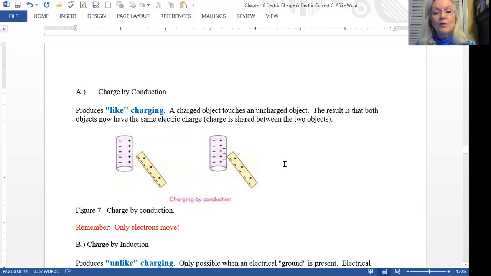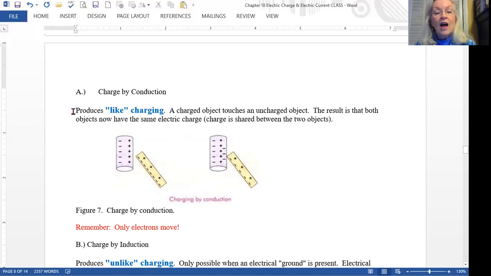If you took this rod away, the end result would be that the rod would still be negative, it just wouldn't be as negative, and the cylinder that started out electrically neutral would end up with a negative charge. So it's charge by conduction.